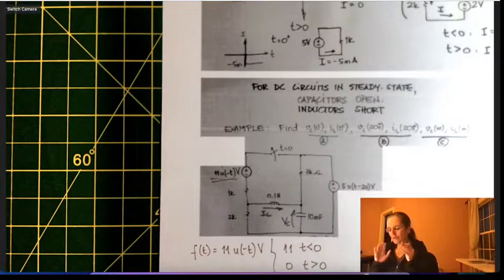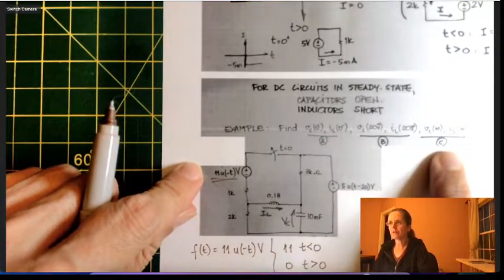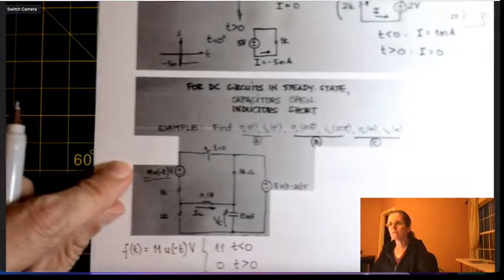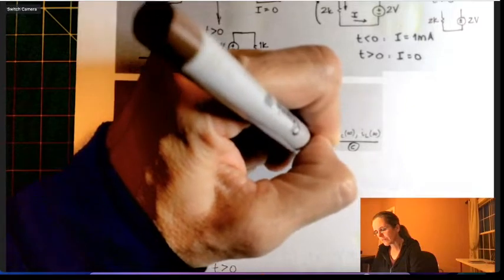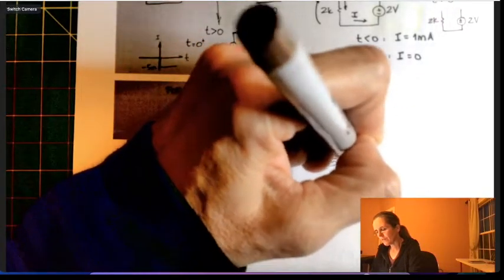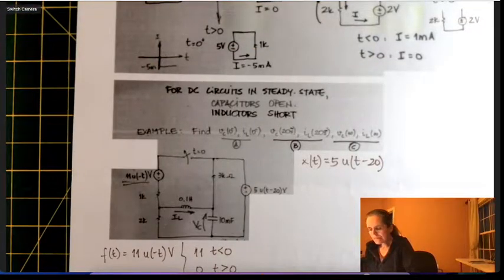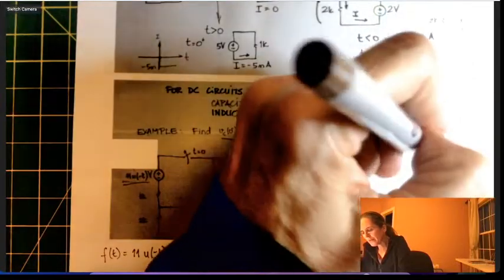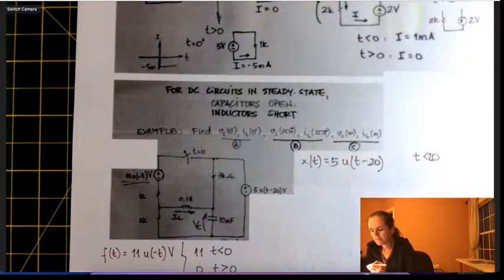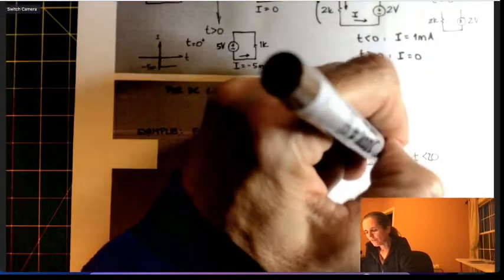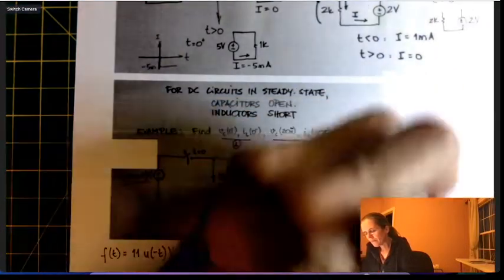And I expect you also to interpret the u of t when we're drawing the circuits in these different times. Let me just do this guy too. If a function x of t is 5 u of t minus 20, that means until t equals 20, for t less than 20, this will be negative, so this function will be 0. For t larger than or equal to 20, the function is going to be 5.